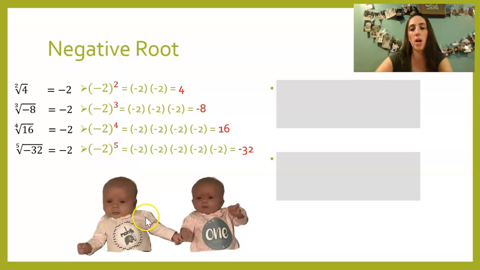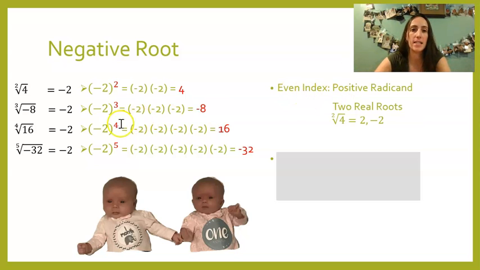So what Brooke and Sophia are trying to explain to us, and what we should hopefully be noticing here, a pattern, is that when we have an even index, so when we're talking about a square root or a fourth root, what we have then is a positive radicand. The number inside that radical symbol is positive, but we have two real roots. We have that positive root that we've been working with, but we also have this negative root here.